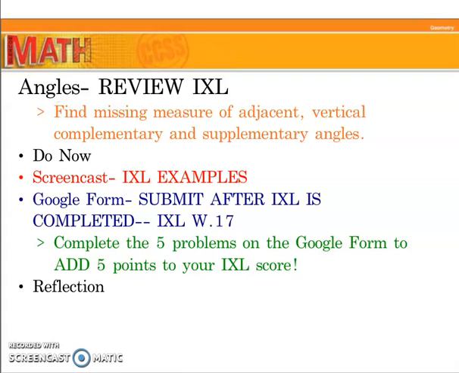And then submit the Google form after the IXL is completed. The IXL is W17. On the Google form, I also put 5 problems. Each problem will add a point to your IXL score, for 5 points on your score. So if you get IXL up to an 80 and you get the 5 correct, you'll get an 85 in gradebook. After you're done with IXL and the 5 problems on the form, please submit the reflection to let me know what you need help with.